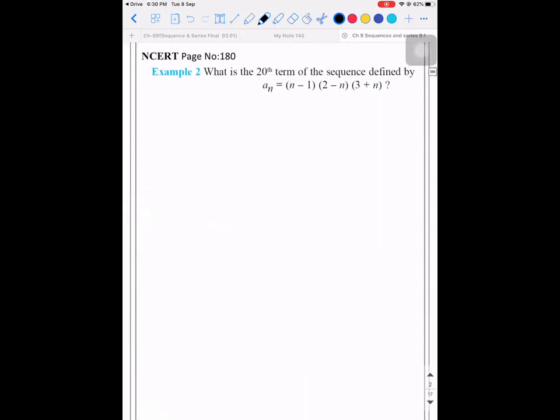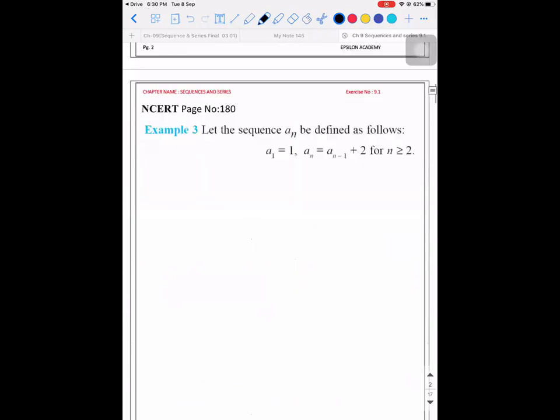So they're asking, what is the 20th term of the sequence? So n is given. If you want the 20th term, put n is equal to 20. a20 is equal to 19 into minus 18 plus into 23. So multiply everything, that will give you the answer. That will give you the 20th term. That's it. So the multiplication part, I'm leaving it to you. Moving on to the next one.